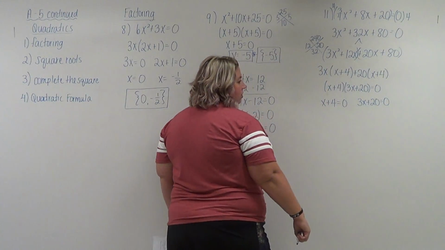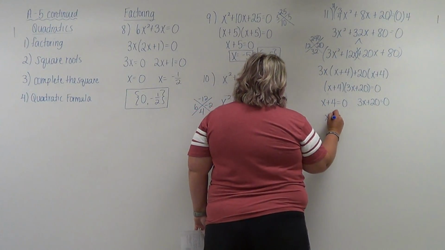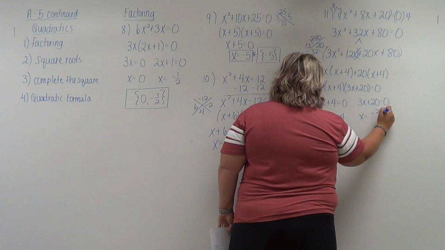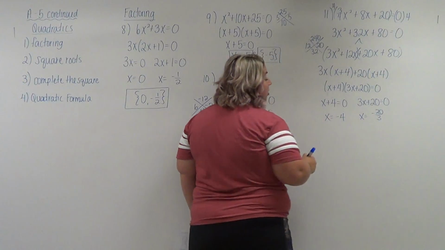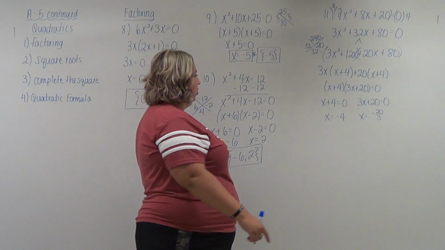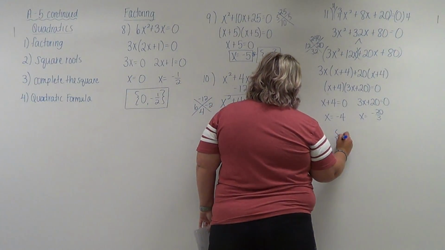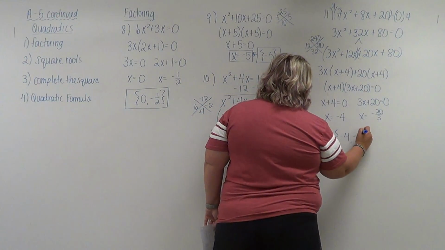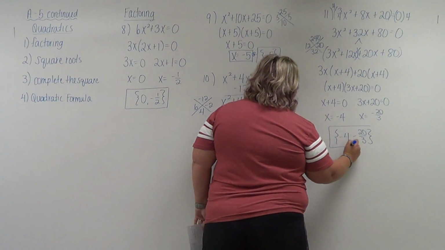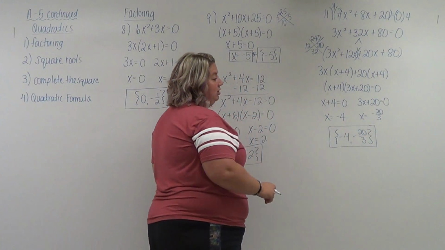And I would solve. So this would give me -4, and this one would give me -20 over 3. If you'd rather have that as a mixed number, that's totally fine, okay? Or you can leave your answer as an improper fraction. Do not use decimals unless it comes out perfectly, and this would not.